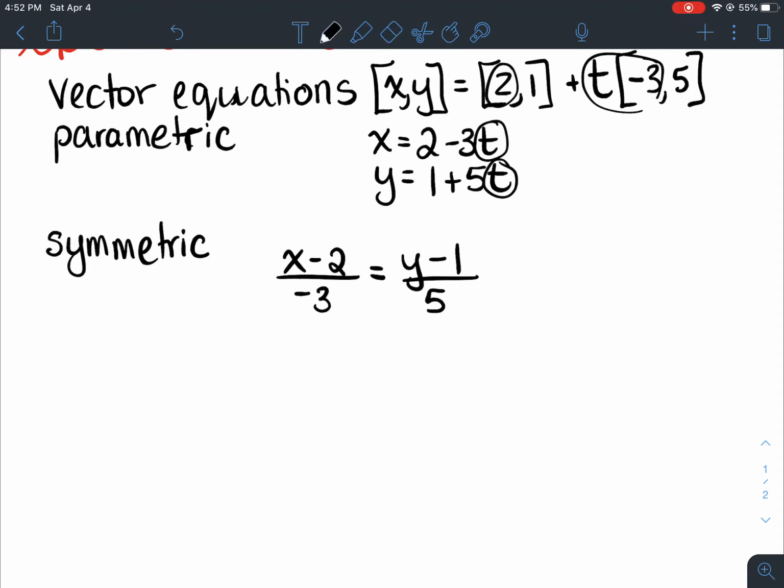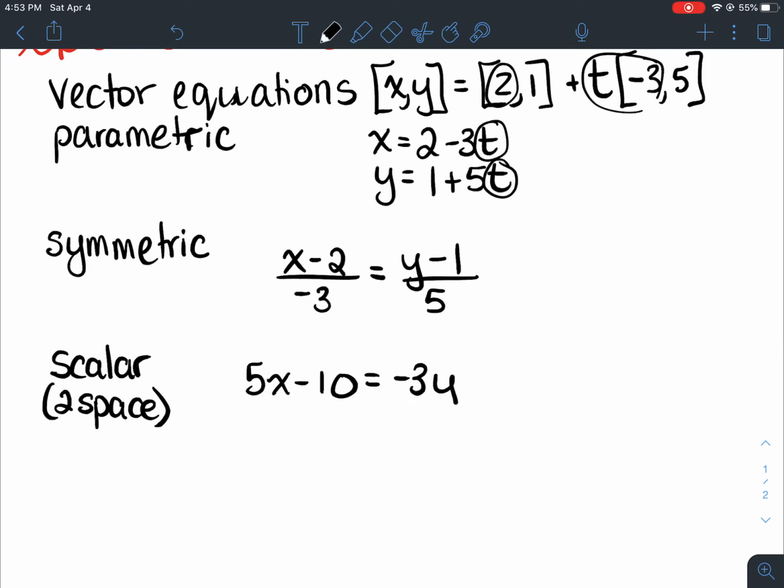Okay, and then the final one is scalar. And this one's only for 2 space, not 3 space. And scalar equations are when you go from symmetric and just cross multiply. So we get 5x minus 10 equals -3y plus 3. So 5x plus 3y minus 13 equals 0. So that'd be your scalar equation.